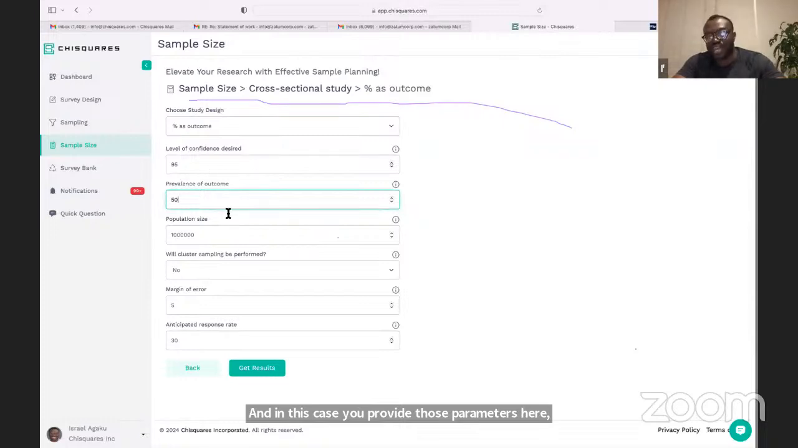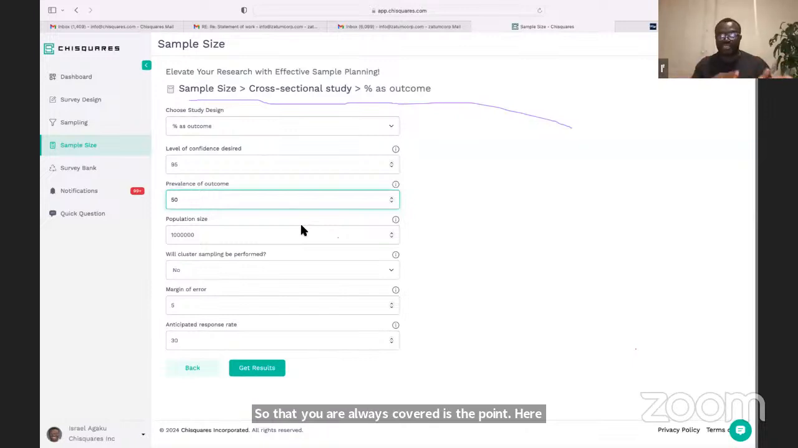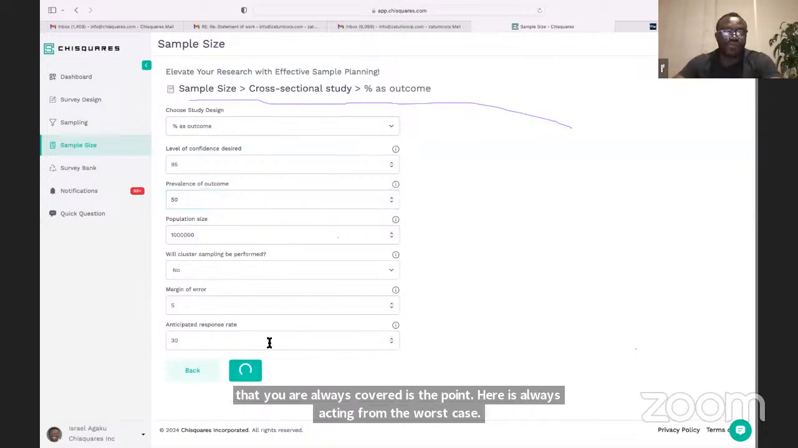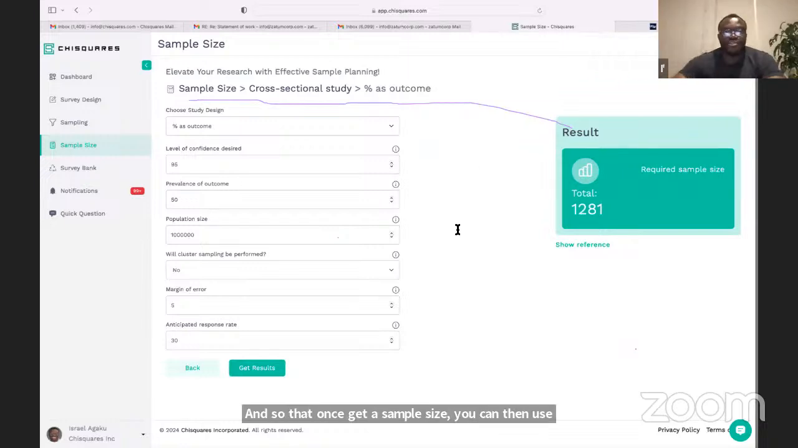If you don't know what the prevalence of the outcome is, you can always enter 50. 50 is the prevalence at which you have the maximum variance in the categorical outcome. And that guarantees you that the sample size will be the maximum, so that you are always covered. The point here is always acting from the worst case scenario. And so once you get a sample size, you can then use that for your study to collect the outcome of interest. So that's how you could calculate your sample size for a study in which you're going to do an ordinal logistic regression.